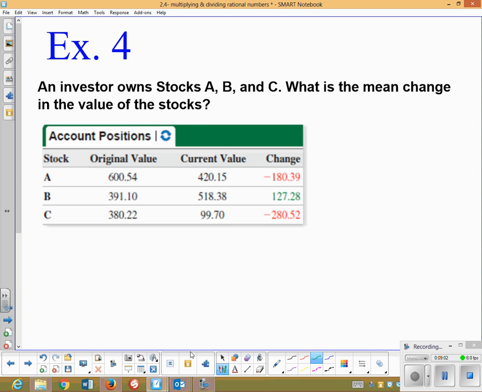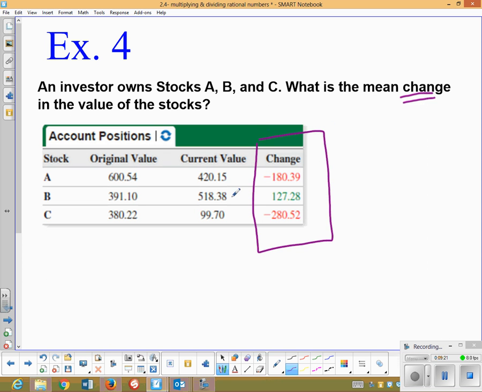All right, we're on our last example. For our last example, it says that you are an investor and you own stocks A, B, and C. And now you want to know what's the mean change in the value of stocks. So this is the original value. This is the current value. The only thing we're focusing on is the change. So we're going to look at this, and we want to know the mean.